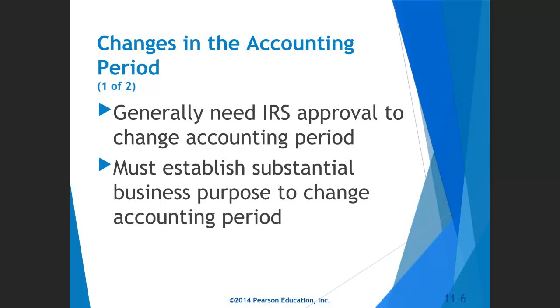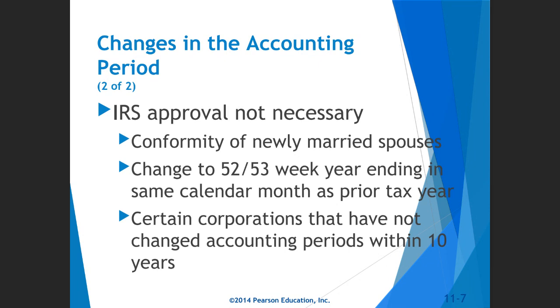Once adopted, an accounting period cannot normally be changed without the IRS approval. So we must establish substantial business purpose to change the accounting period. Changing the accounting period, the IRS approval not necessary. When it's not necessary.